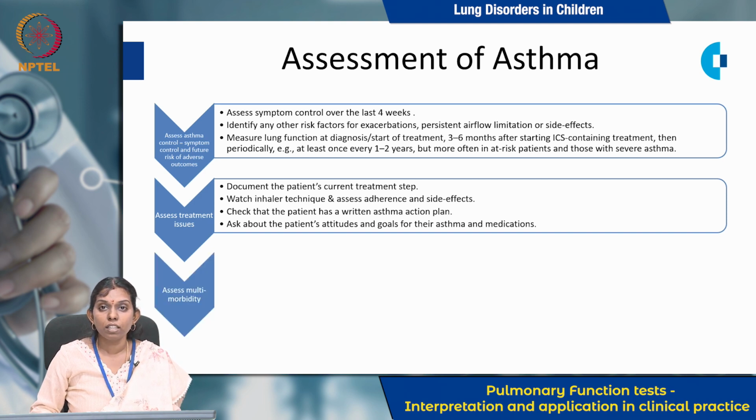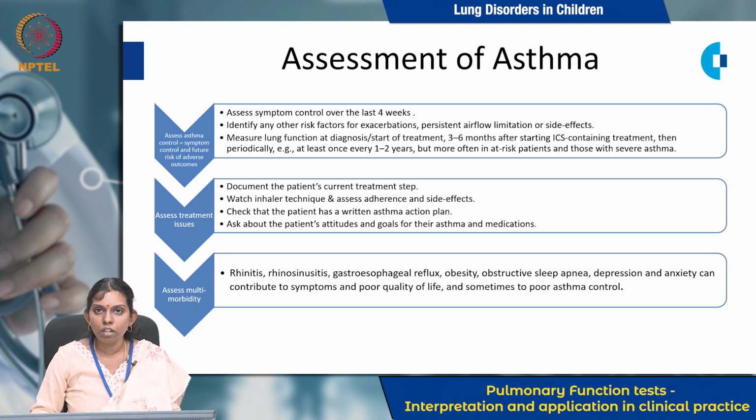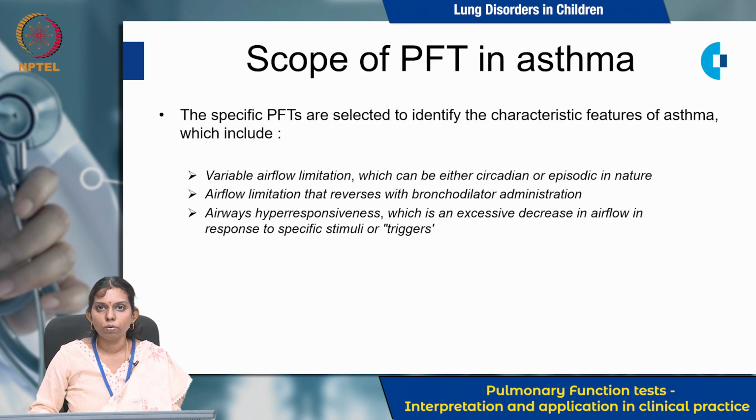Next, coming on to assessing the multimorbidity. Is there any other multimorbidity associated with the patient which is triggering this asthma, like rhinosinusitis, rhinitis, gastroesophageal reflux disorder, obesity, obstructive sleep apnea, depression and anxiety, which can lead on to poor asthma control.